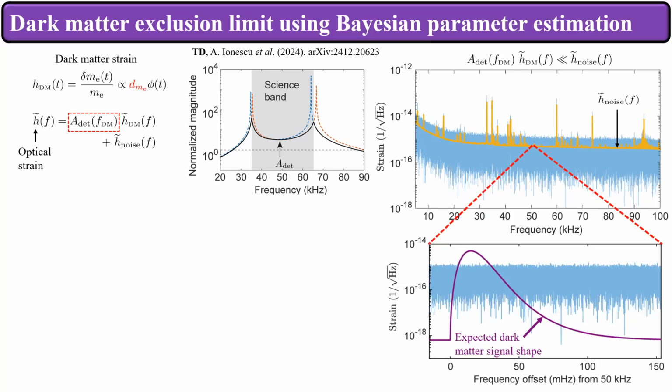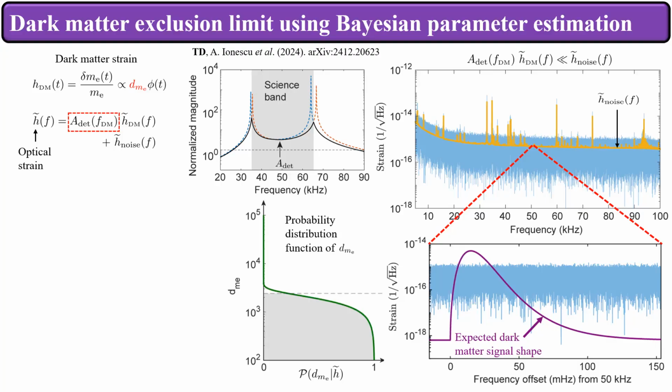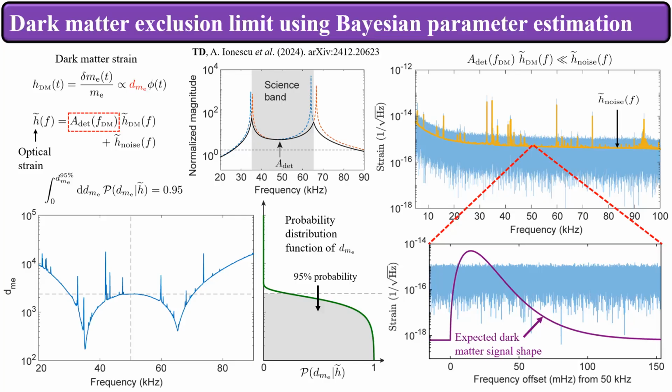Under the assumption that our detector noise is much greater than the dark matter term, since we don't see a feature like this in our spectrum, we can use Bayesian analysis to estimate DME. Assuming a dark matter Compton frequency of, say, 50 kHz, and using the noise data and this line shape function as inputs, we can compute the following probability distribution function of DME. By integrating this function to 95%, we can exclude values of DME above this line with 95% confidence. Then, by sweeping the center frequency of dark matter, we can compute DME as a function of Compton frequency as follows. Now, let's apply this technique to the two models we considered.